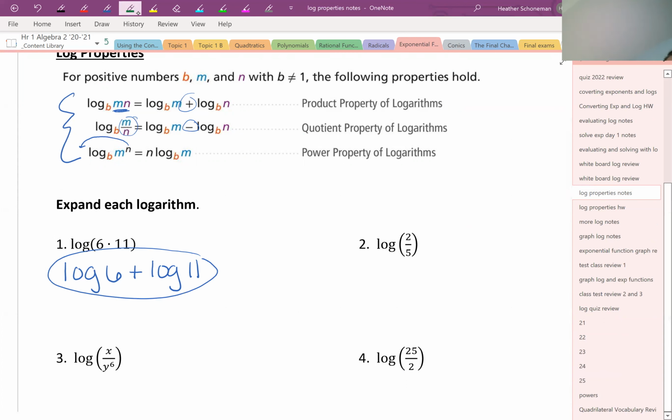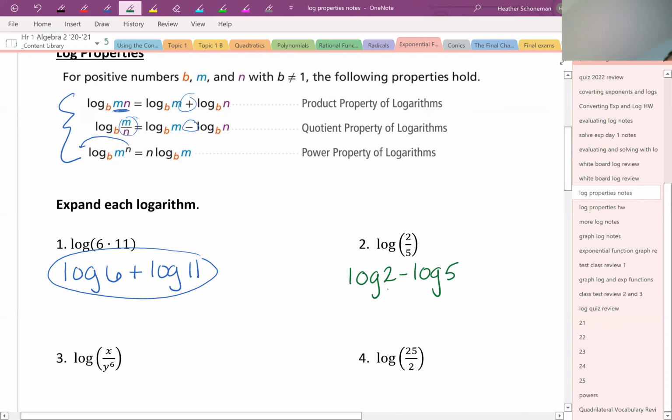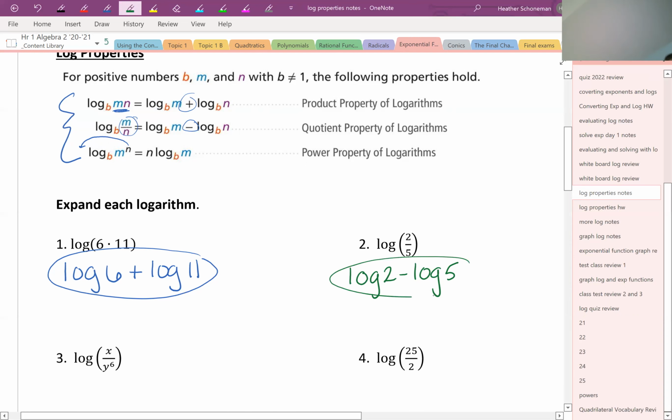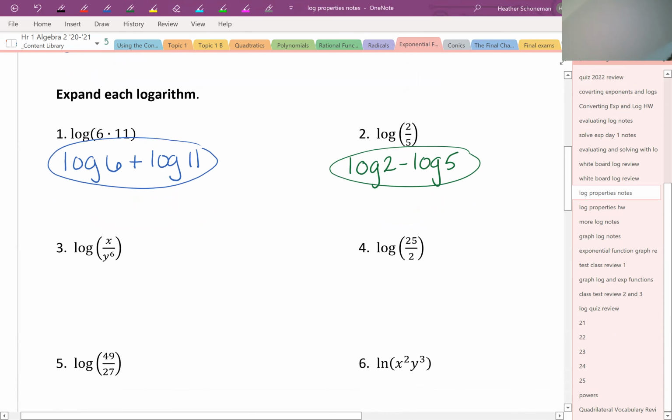Let's try this again on number 2. Now, number 2, these numbers are divided, and our rule says when they're divided, we subtract them. So it's going to be log 2 minus log 5. And again, if we consult our powers list, none of those numbers are on there. So therefore, we know that we can't rewrite them as powers. So we know that we're done. And you'll see why I'm saying that in a second.